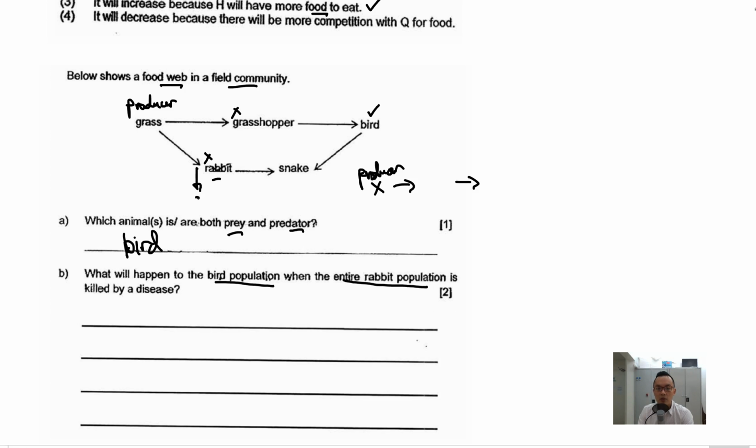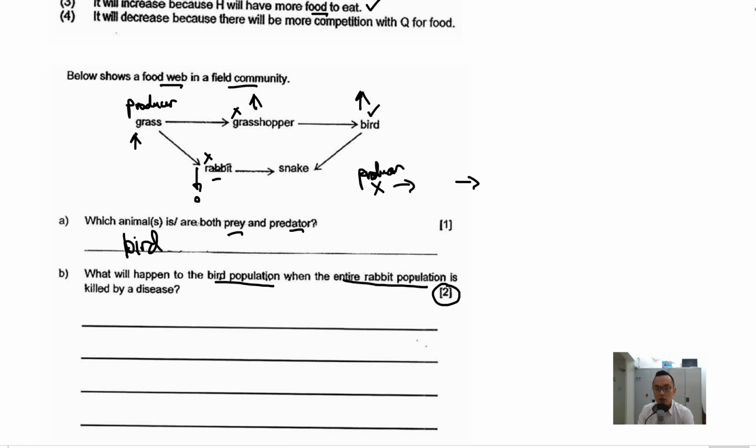So now what happens to the bird population when the entire rabbit population is killed by a disease? So the rabbit population goes down to 0. What's going to happen to the bird population? So if this goes down to 0, the grass will increase because there's one less organism that eats the grass. So if the grass increases, the grasshopper will also increase because now there's more food. And if there are more grasshoppers, then the bird population will increase because there's more food for the birds.